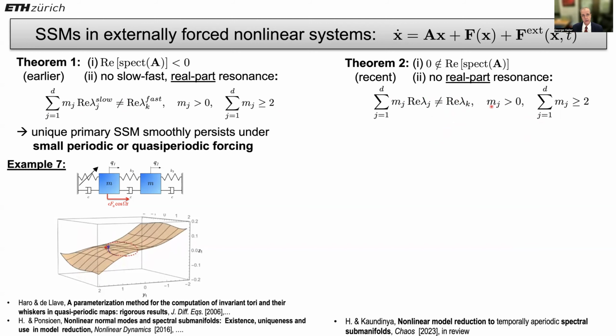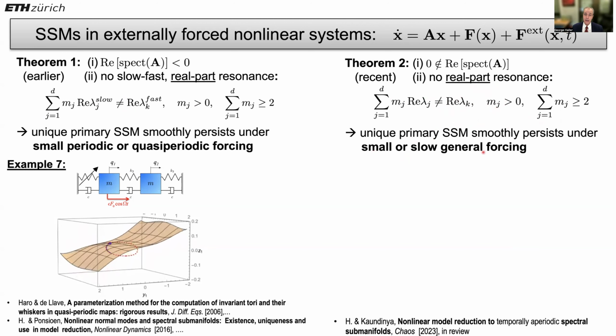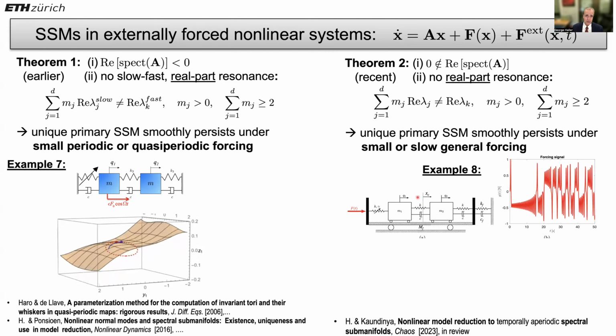So those are okay. It's just the other higher resonances that are not okay. Long story short, when you have non-resonance, then a unique primary smooth SSM also exists after you add the nonlinear terms and the forcing, as long as the forcing is small or slow, which is often the case in practice when you apply forcing to a structural dynamics problem.